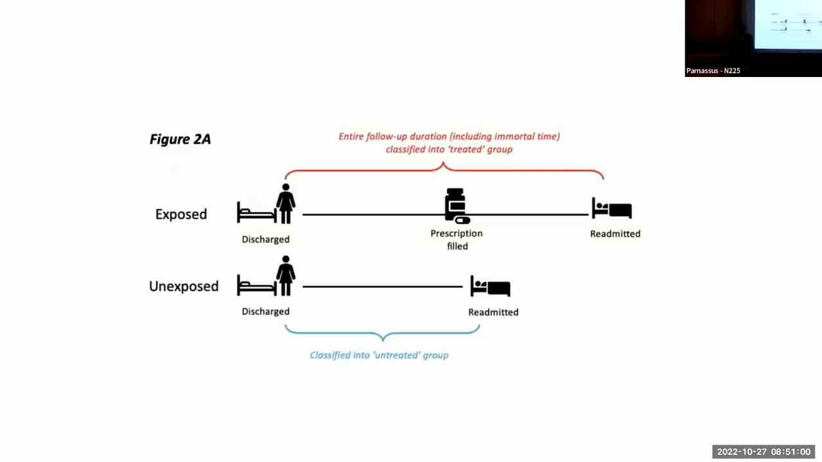In a randomized study, for all the faults of it, we anchor that time zero. That's the time you open that envelope and get your answer, A or B. You all start the clock at the same point. But we don't start the clock at the same point for a retrospective chart review.